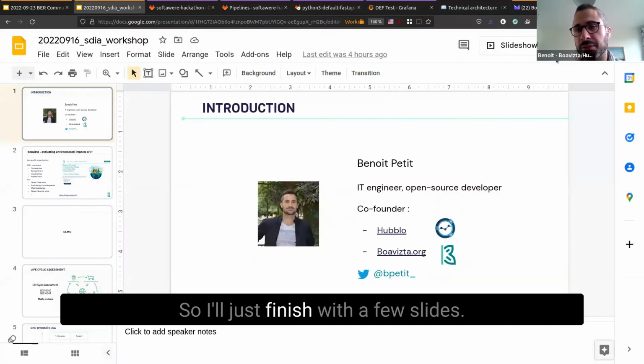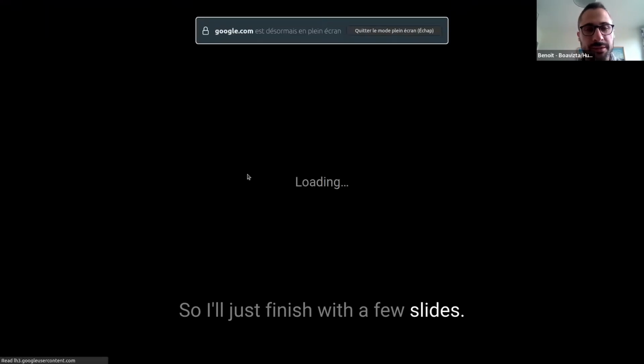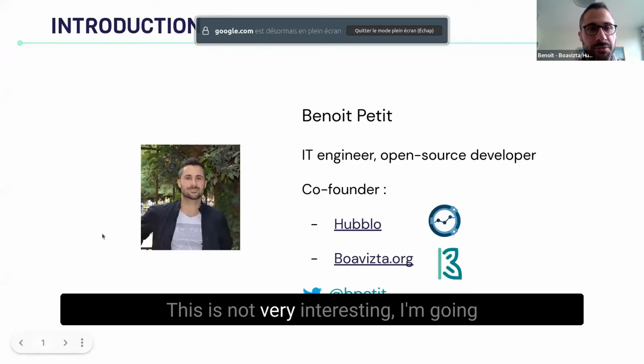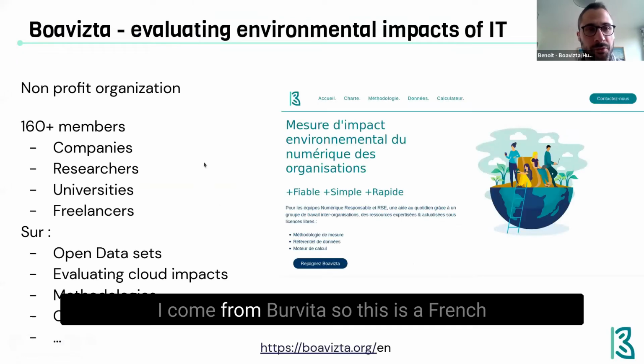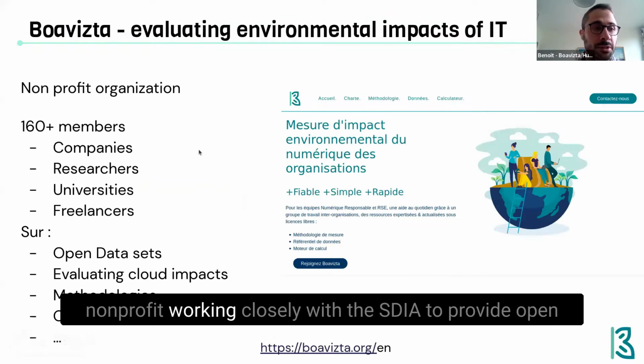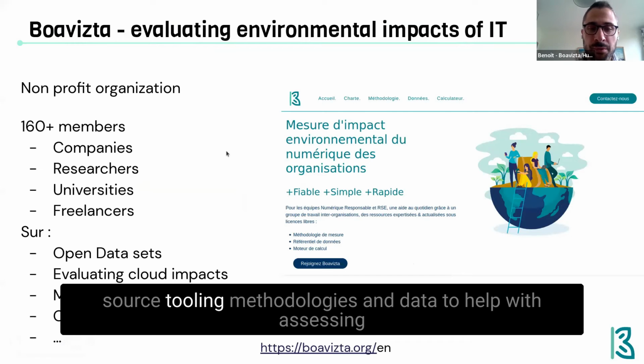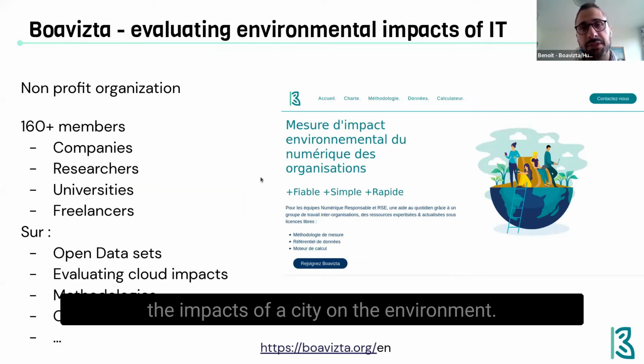So I'll just finish with a few slides. This is not really interesting. I'm Benoit Petit, we can talk later. I come from Boavizta, a French nonprofit working closely with the SDIA to provide open source tooling, methodologies and data to help with assessing the impacts of ICT on the environment.